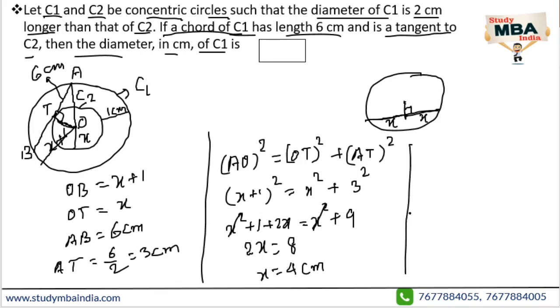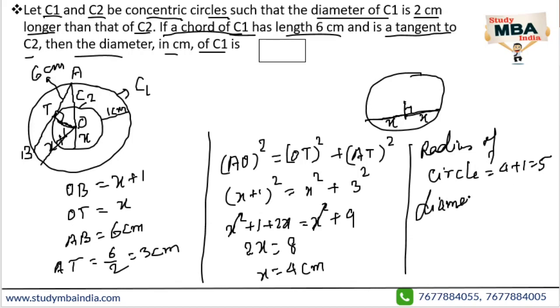So the radius of circle C1 will be 1 more, or we can say 4 plus 1, that is 5 centimeter. So the diameter will become just twice the radius. If this radius is 5, the diameter will become 10 centimeter. Hence we can say the diameter of the circle C1 will be nothing but 10 centimeter. I hope this is clear to you. Thank you.